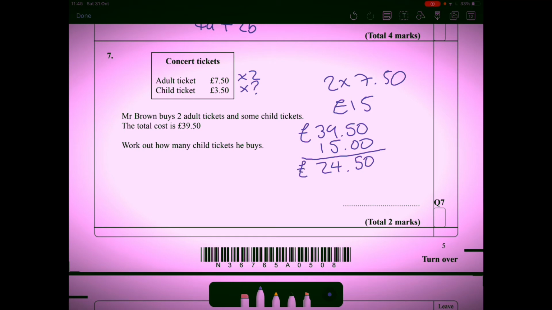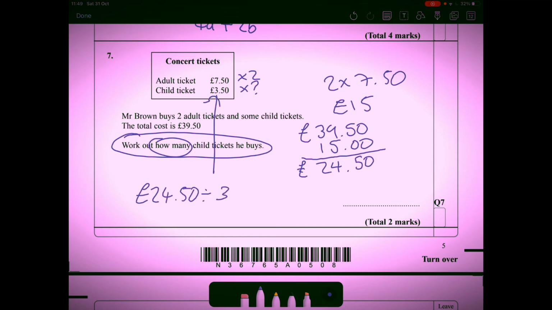How many child tickets does he buy? So it's how many is what we're after. So we need to find out how many lots of the £3.50 go into the £24.50. Plugging that into a calculator gives us 7. Don't write £7 or anything else, just 7. It's the number of child tickets.